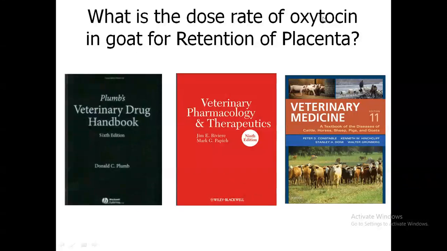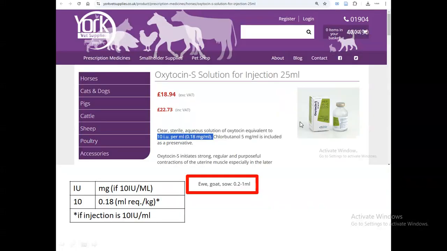What is the dose rate of oxytocin in goats for retention of placenta? We will find the answer to this question from Plumb's Veterinary Drug Handbook, Veterinary Pharmacology and Therapeutics by Jim E. Riviere, and Veterinary Medicine: Textbook of Diseases of Cattle, Horses, Sheep, Pigs and Goats by Kenneth W. Hinchcliff. These are all among the most authentic books of veterinary sciences.